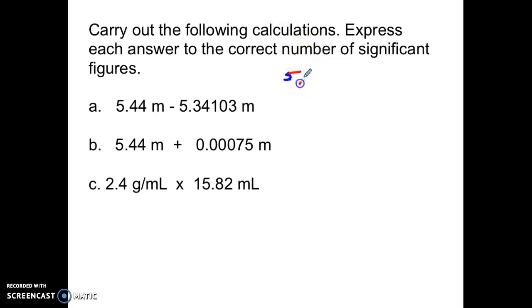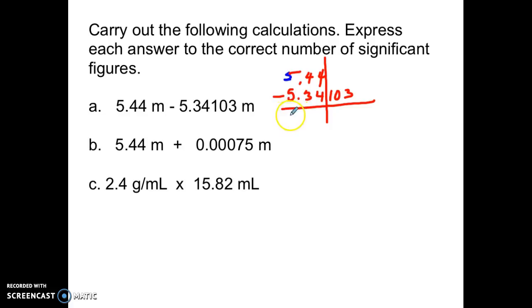We're going to deal with it. 5.44, and then I'm going to subtract 5.34103, and again, this is all in meters. When you do that, are you noticing that you can't go past the hundredths place?